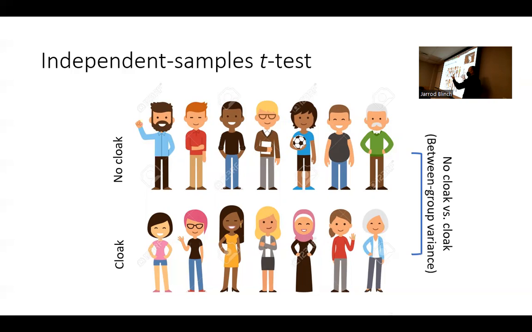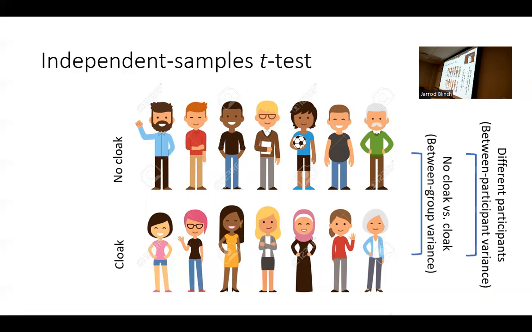So we're looking, does it make a difference whether you have a cloak or not? Now, the other variance that we're not really doing on purpose is that these are different participants. So not only is this group different because these have cloaks, these don't have cloaks, but also this gentleman and this lady, they're also different people. And every person is different, so there's going to be some variability between our participants.